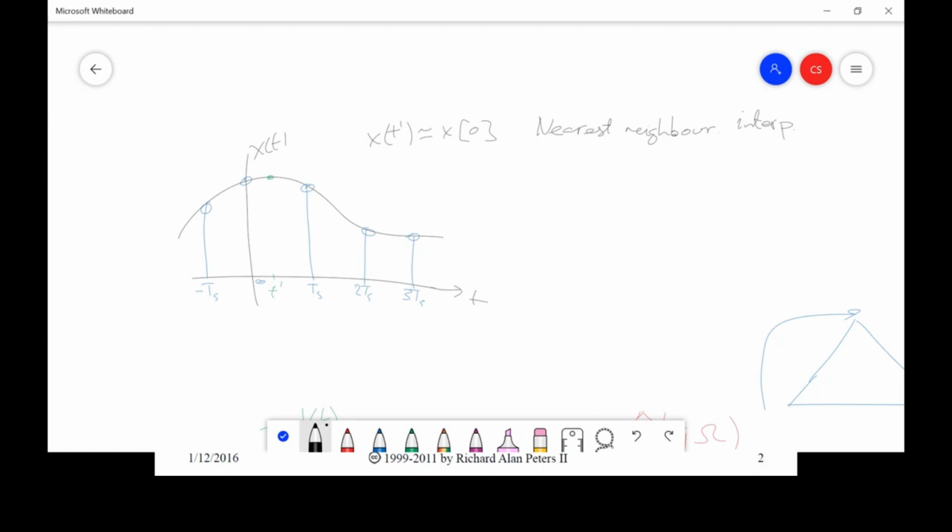Another possibility would be, okay, I will approximate this by a line, and then I will evaluate this line at this point, and this will be my estimate. And then my new one, x of t prime, would be the middle point between those two. I don't want to write the formula now. And that is called linear interpolation. So you approximate by a line, and then you evaluate that line at the middle point.